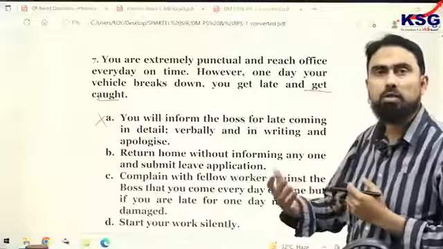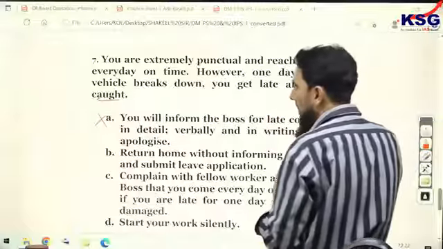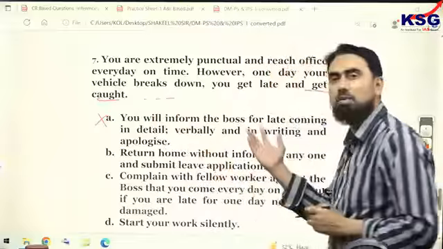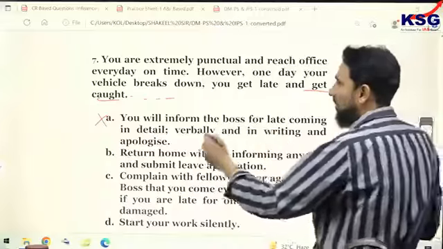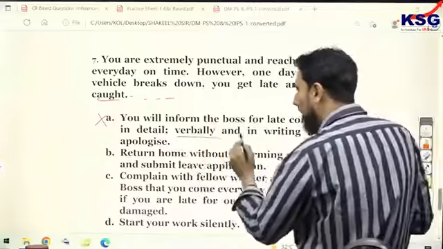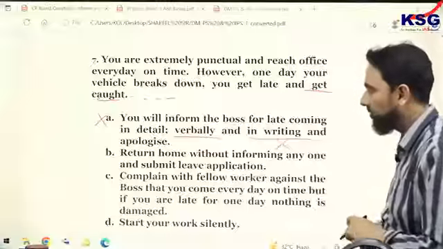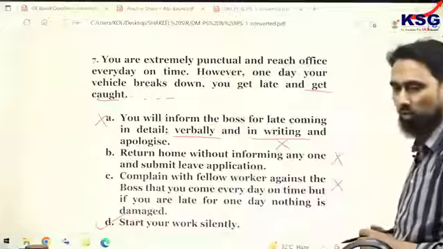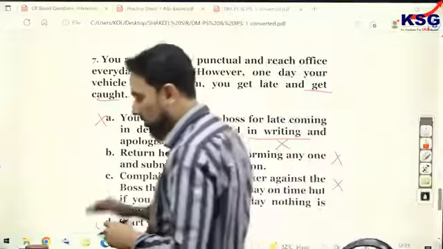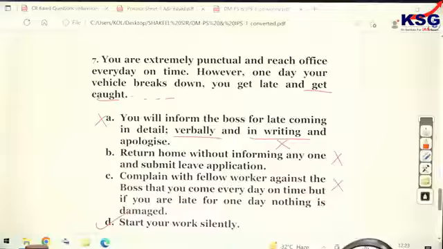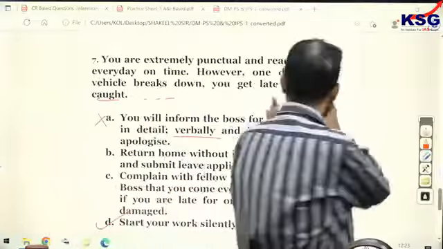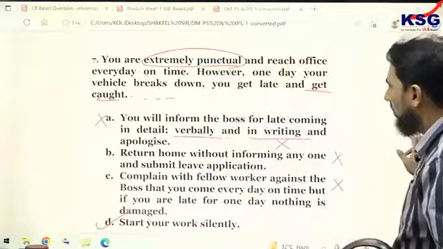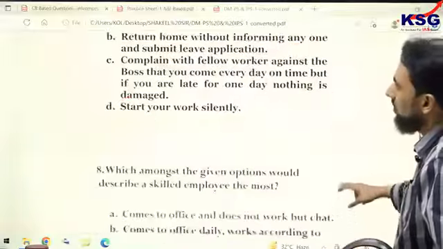It is not that you simply sneaked in. So you get late and get caught. But nowhere is it given that a show cause notice has been issued against you. So option A is as if you are answering a show cause notice. It says you will inform the boss about late coming in detail without being asked, verbally and in writing. So it is too much. Option B and C are weak. Option D is the best option: start your work silently. Nobody chose that. So the ability to connect with the context is very important in RC, and very important here as well. You're not in school, you are working and you are an extremely punctual person, so everybody knows. Your boss knows. Writing should not have been needed. That was too much out of proportion.